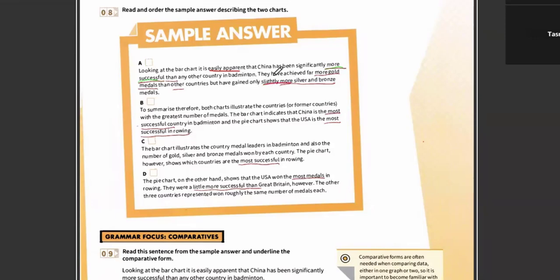Slightly more. The slightly is the modifier and more is the comparative form. Very good. There's another one before this. Far more. Very good. Yes. Far more. So the far is the modifier here. Very good. Next.